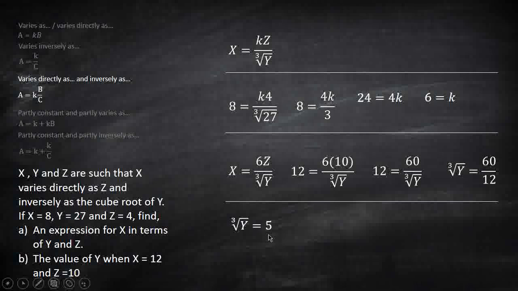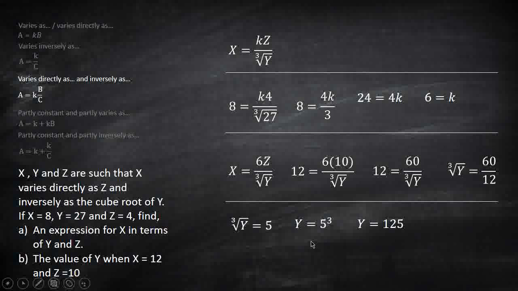When the cube root crosses the equal sign, it becomes raised to the power 3. Not the bracket, we're raising 5 to the power 3. So 5 is raised to the power 3. Sorry for that. The cube root crosses the equal sign and becomes the power 3.